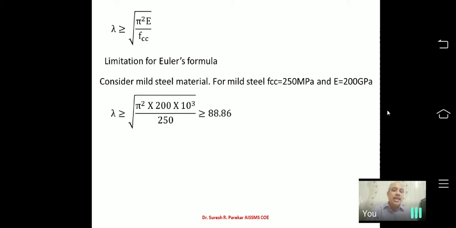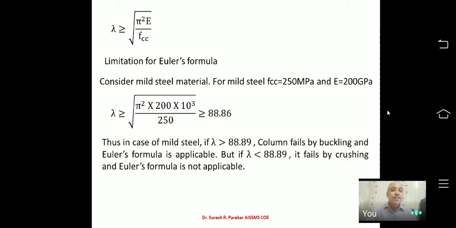So if lambda is greater than or equal to 90, then only we can apply Euler's formula to mild steel. Otherwise we do not use it, because it does not hold good and we are not going to get correct results. So if lambda is greater than 88.89, the column fails by buckling and Euler's formula is applicable. But if it is less than 88.89, then it fails by crushing and Euler's formula is not applicable.